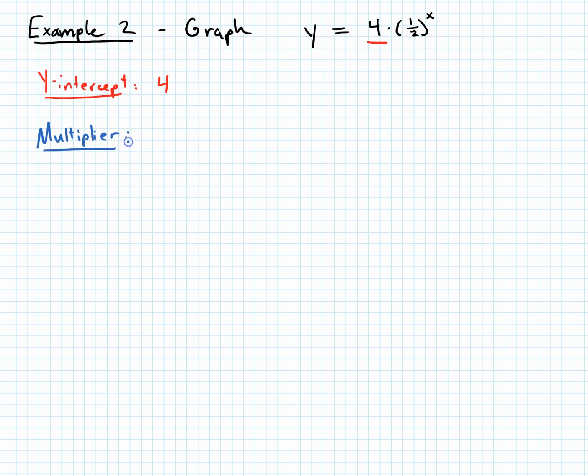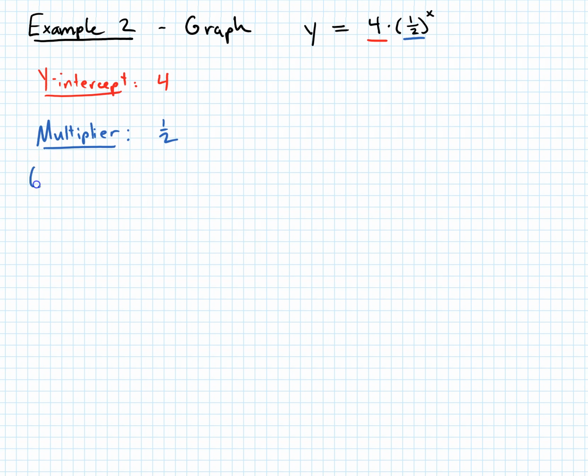All right, and then based on this equation, what is the multiplier? You should have said the multiplier is 1/2. Okay, and then I want you to make a prediction. Based on the multiplier, will this function be increasing or decreasing? You should have said decreasing. Makes sense, right? If you multiply a number by 1/2, it's going to shrink.